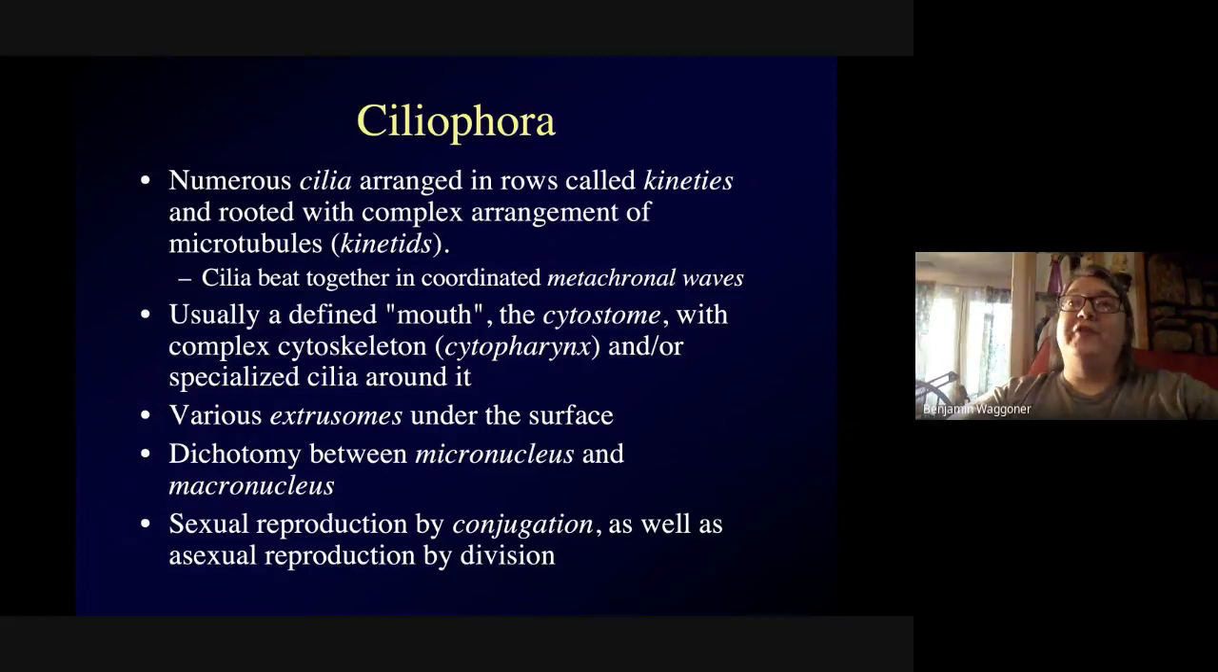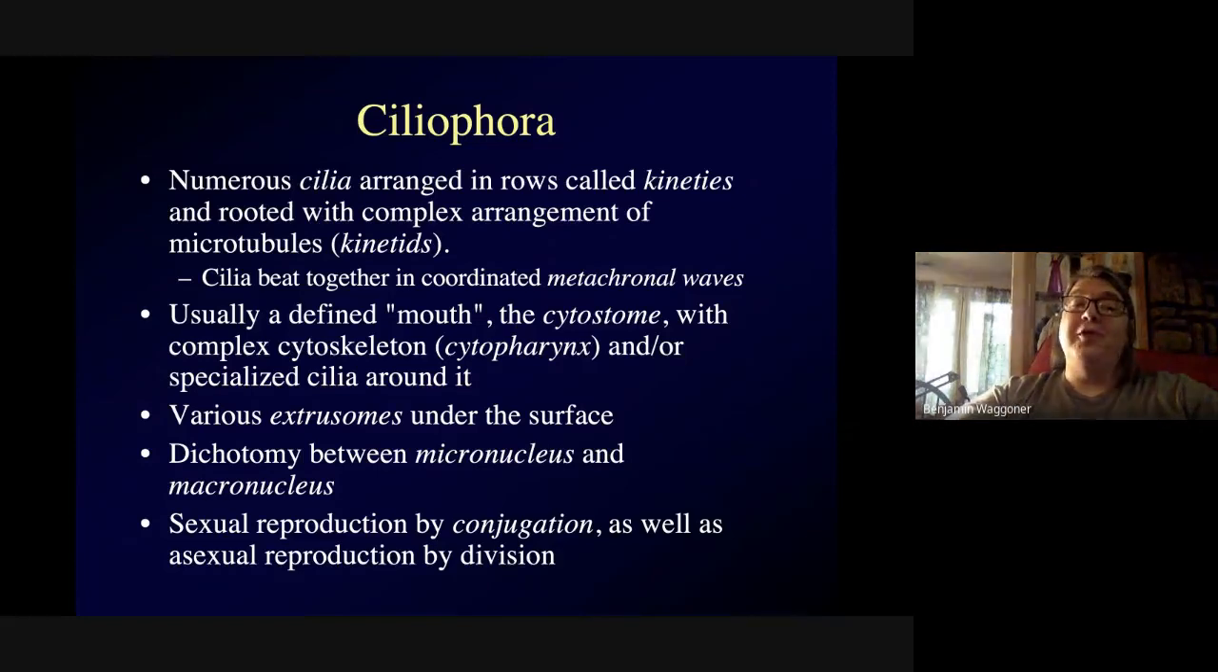And then finally, there's sexual reproduction, and it's called conjugation, where two ciliates will pair up and form a little cytoplasmic bridge. The micronuclei will undergo meiosis, and then the two ciliates will swap micronuclei and then fuse them together, and so create a new diploid micronucleus that generates a new macronucleus.